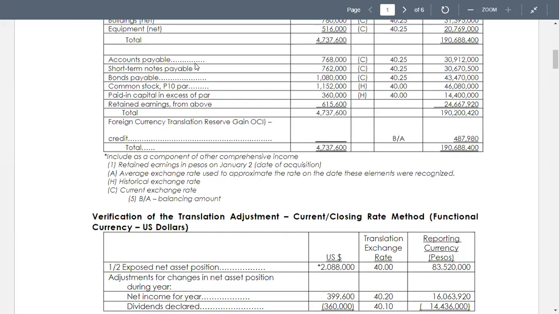Next, paid-in capital. By the way, I am still talking about the remeasurement method or the temporal method. Paid-in capital accounts are translated using the historical or actual exchange rates at the date of acquisition, or at the date the original capital transactions occurred if subsequent to acquisition.